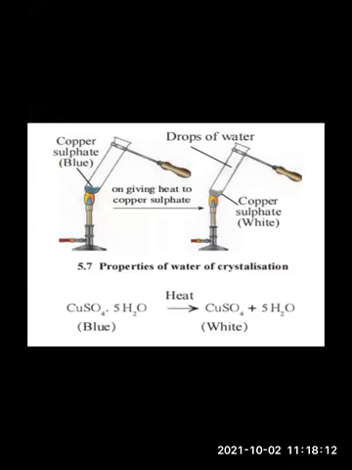So once again, I'll repeat, on heating, what happens to the blue vitriol? The crystalline structure of blue vitriol breaks down and it forms colorless powder and water evaporates. So now what did you get? You got a white powder. Initially, it was blue colored powder. After heating, what you got is white color powder. So the color of blue vitriol changes to white color.